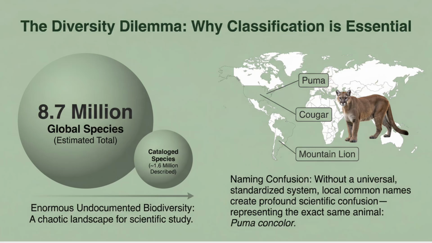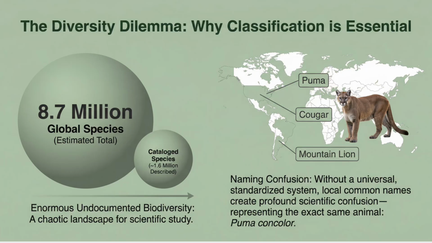In today's video, we would like to highlight an issue in science. We start by facing a huge problem: an estimated 8.7 million global species versus only about 1.6 million cataloged, which leaves enormous undocumented biodiversity and a chaotic landscape for scientific study.